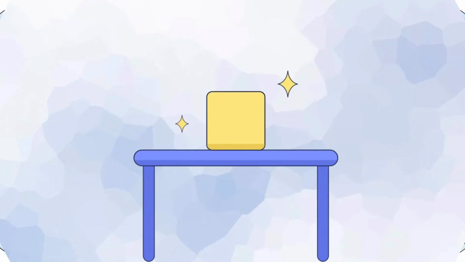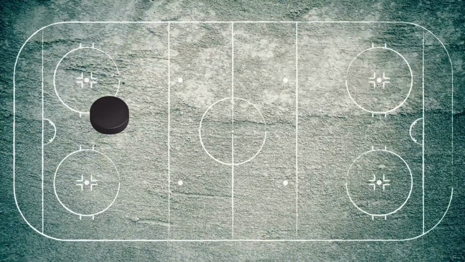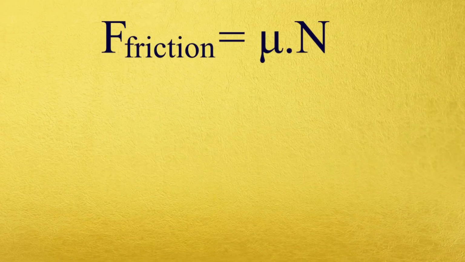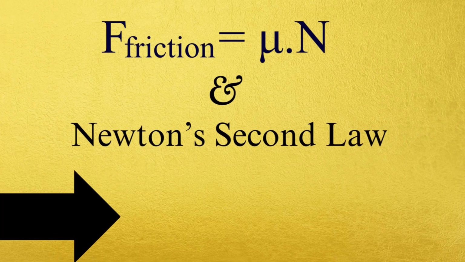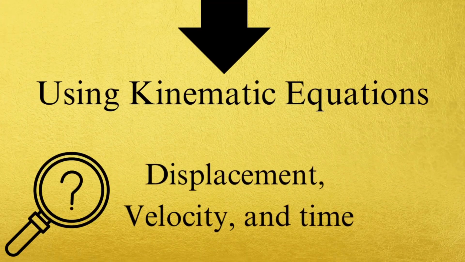Let's take an example. Imagine a hockey puck sliding across smooth ice and suddenly hitting a rough patch. On smooth ice, the friction force is tiny, barely slowing the puck. But on rough ice, the coefficient of kinetic friction is higher, so the friction force increases. That friction becomes the net backward force, causing the puck to decelerate. Using friction equals the coefficient of kinetic friction times the normal force, and applying Newton's second law, we can calculate the puck's acceleration. Then, using the kinematics equations, we can find how much the puck slows down over a certain distance. This kind of problem blends dynamics and motion beautifully.